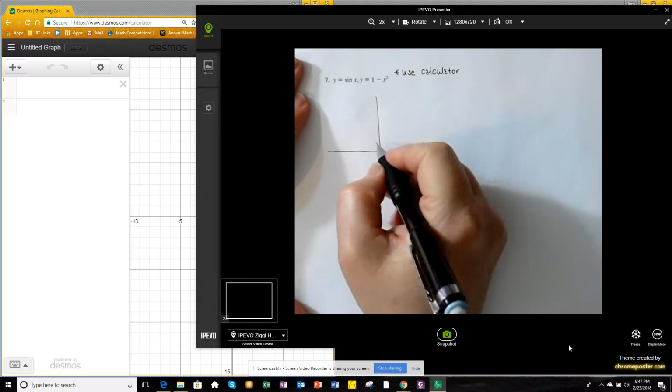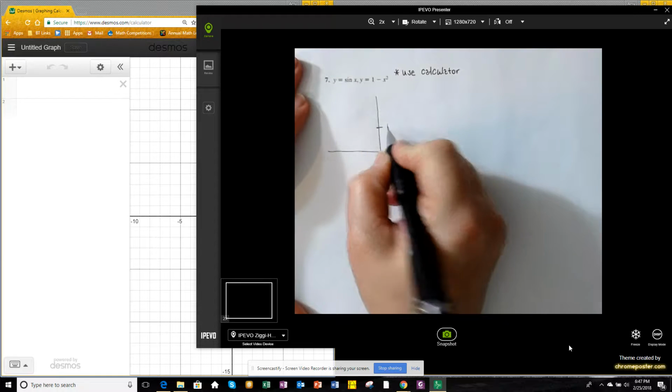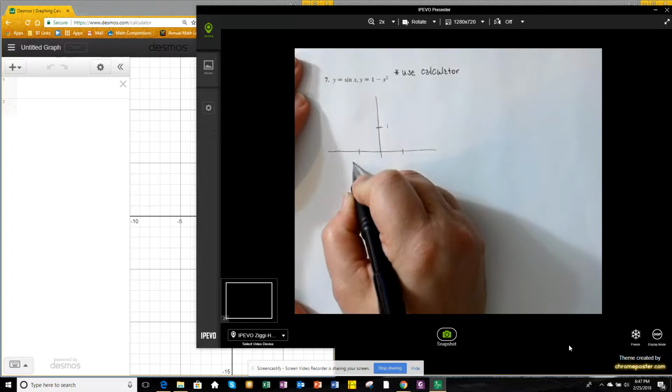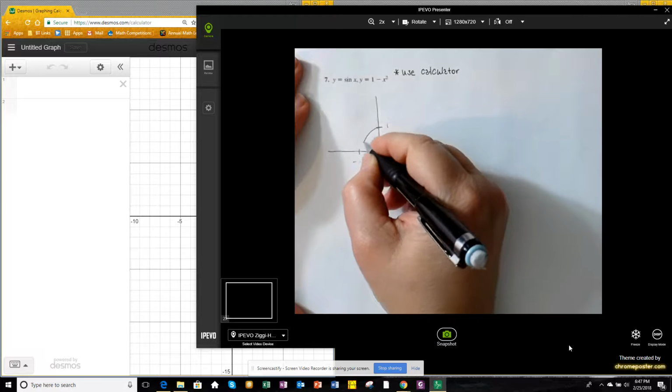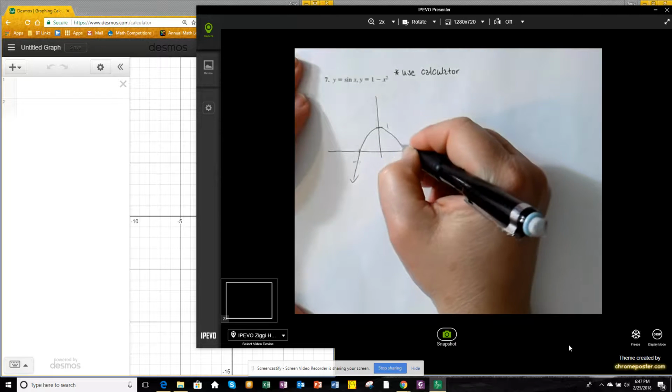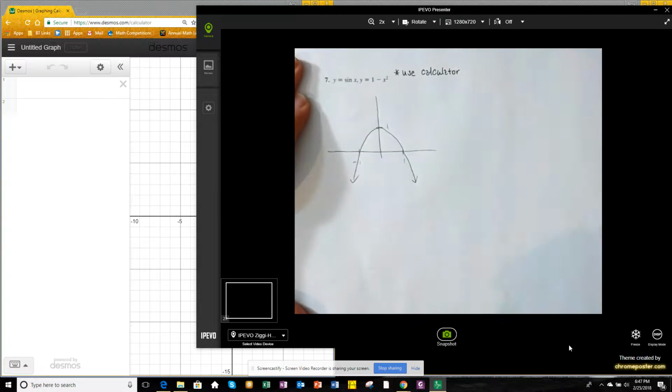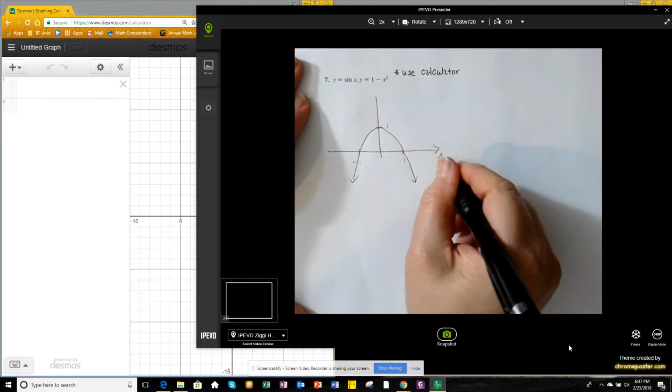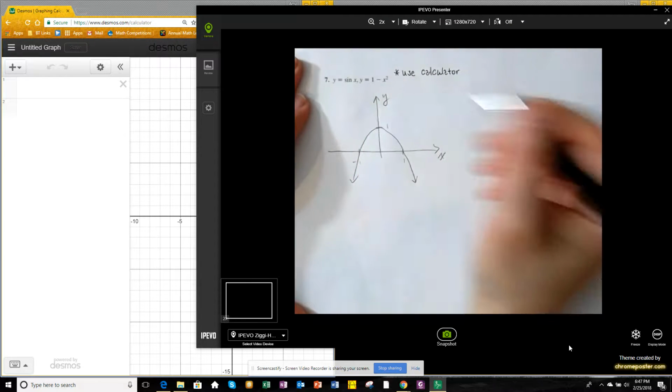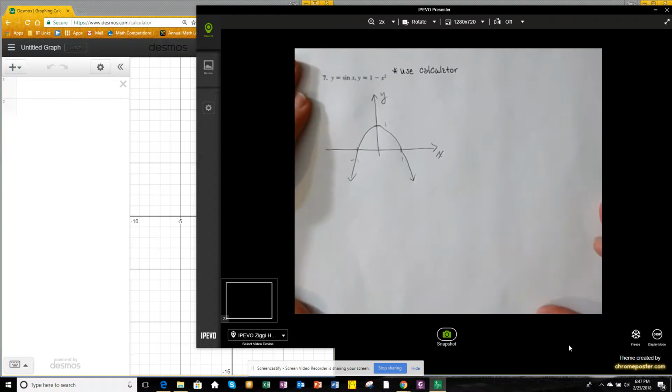And 1 minus x squared I'm going to draw first. So that's 1, and that has intercepts at 1 and -1. And that's just a parabola that opens down. I know it's awkwardly drawn, but it's by hand. Handcrafted with love. All right.